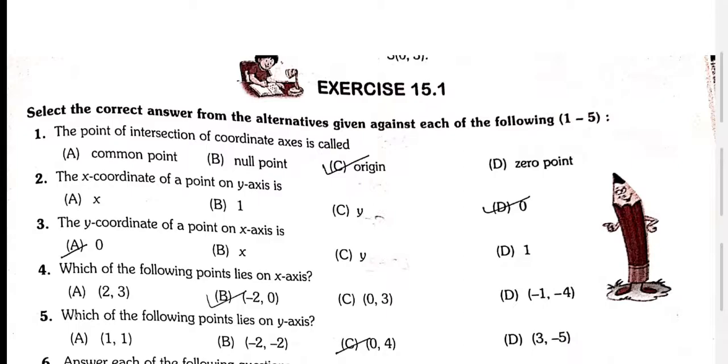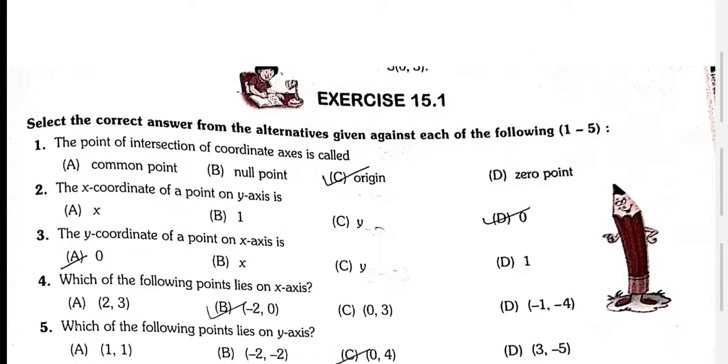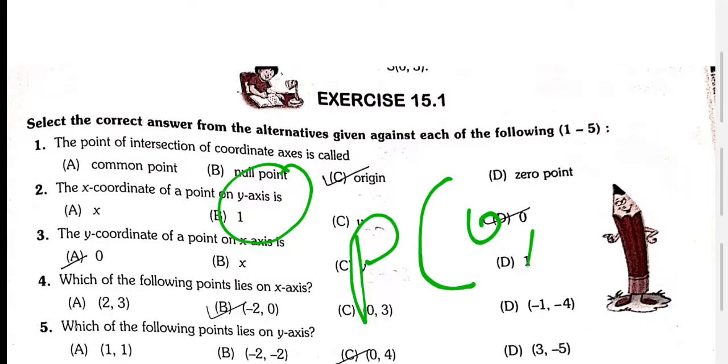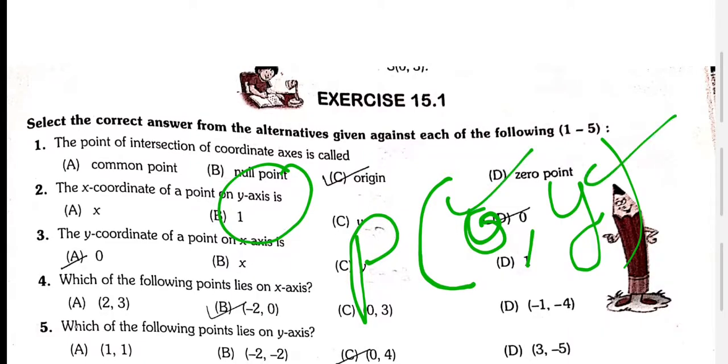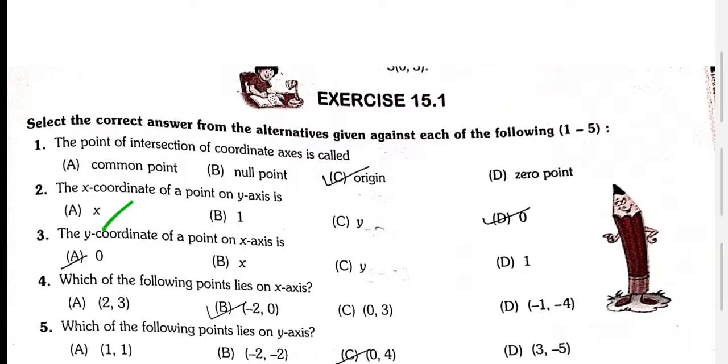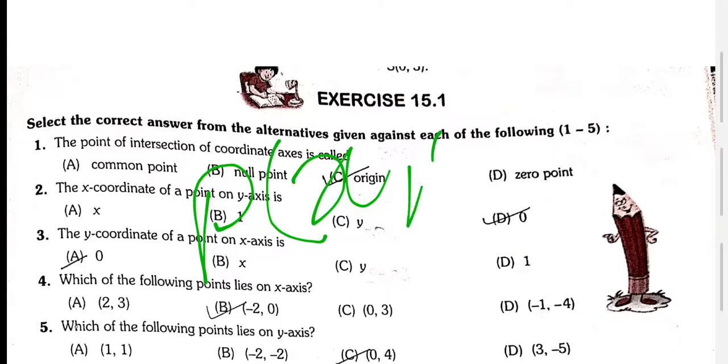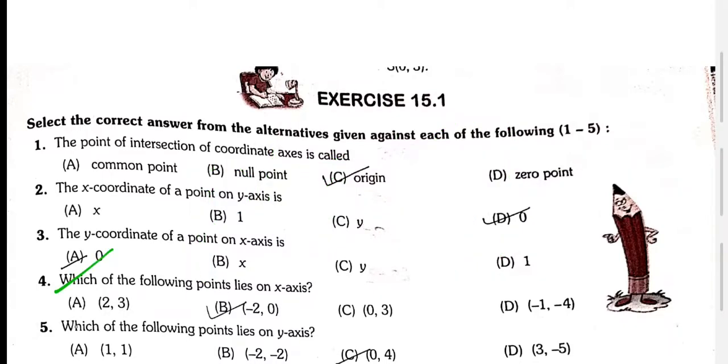The x coordinate of a point on the y-axis is. Okay, remember that one. The x coordinate of a point on the y-axis. The point lies on what? Y-axis. So what is that point? If the point lies on the y-axis, then the coordinate is (0, y), as I told you previously in the basic concept. Now just tell what is the x coordinate here. X coordinate is 0 and y coordinate is y. We don't know the value of y. So the x coordinate is 0. And the y coordinate of a point on the x-axis: what is the point on the x-axis? The point on the x-axis is (x, 0). So the value of the y coordinate is 0. So you have to tick here 0.